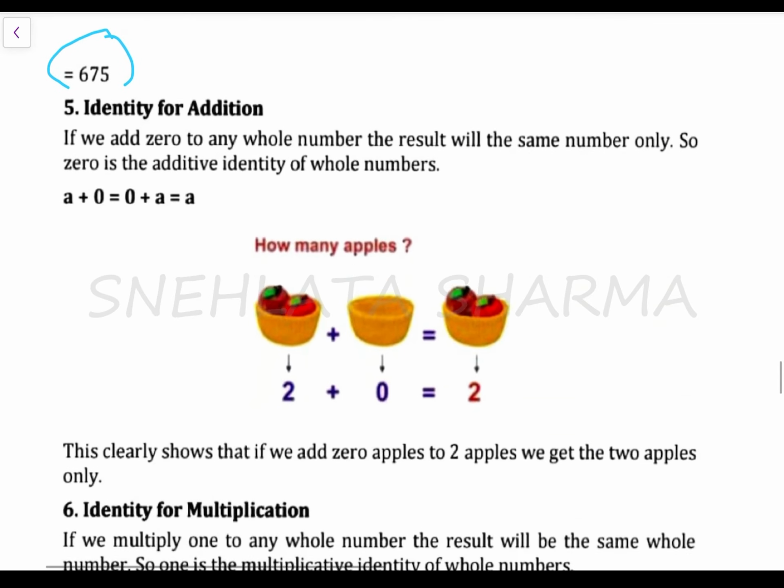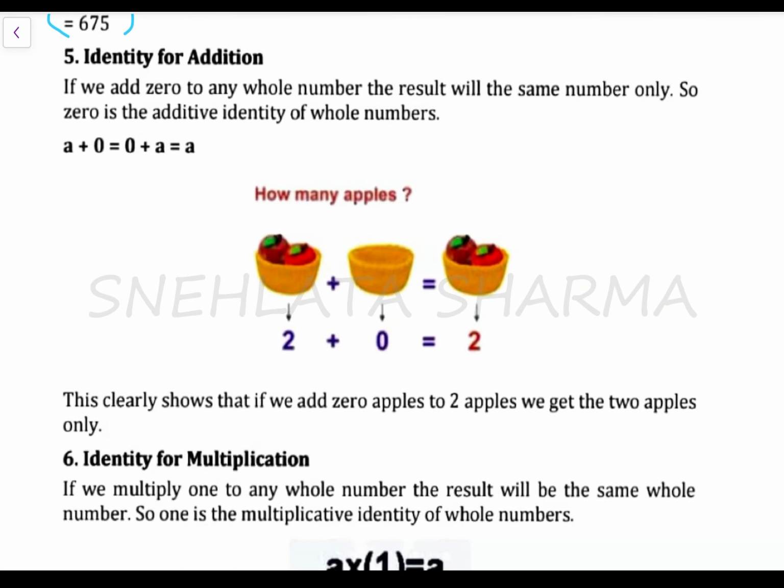The next property is identity for addition. Identity for addition means any number which we add to the number and we get the same result. If we add 0 to any whole number, the result will be the same number only. So 0 is the additive identity for whole numbers. For example, a is any whole number, and if I add 0 to it, I get the same whole number a again.